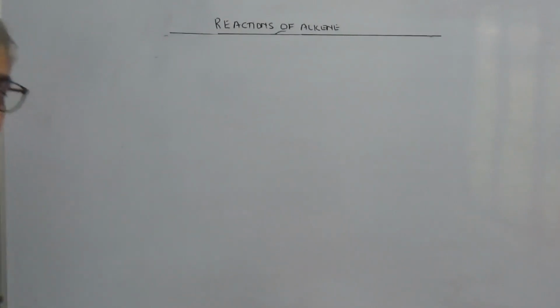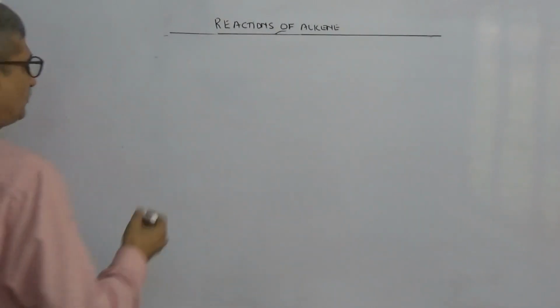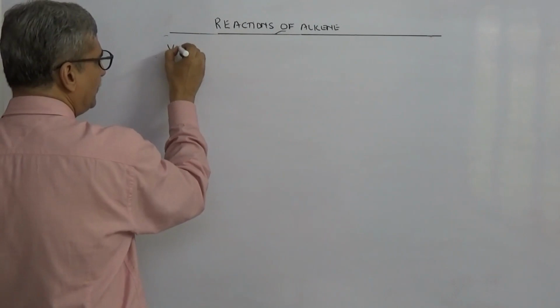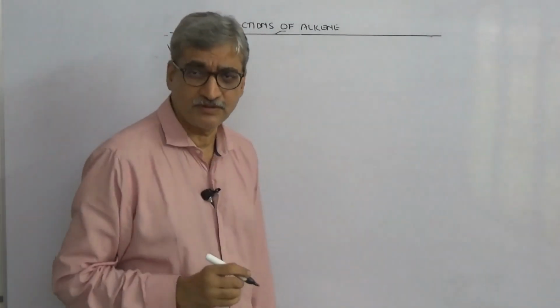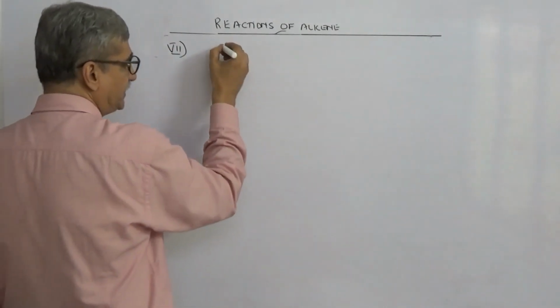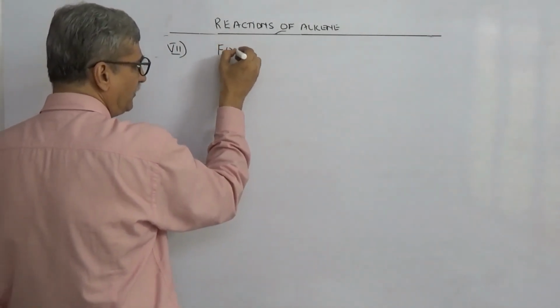Now, how do we test for the presence of alkene? The 7th reaction is what is used for the test for presence of alkene, that is formation of glycol.